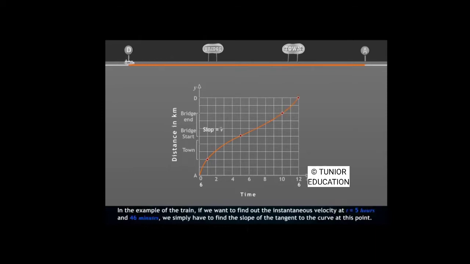In the example of the train, if we want to find out the instantaneous velocity at t equals 5 hours and 46 minutes, we simply have to find the slope of the tangent to the curve at this point.